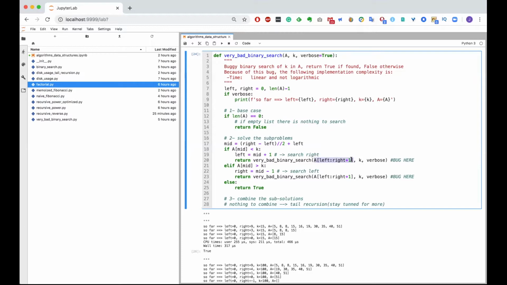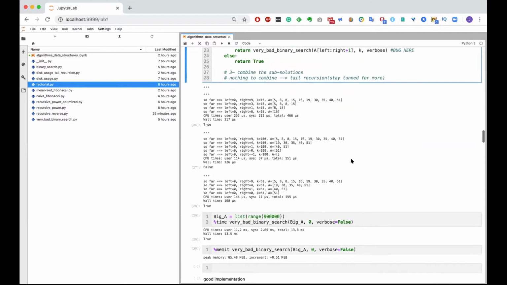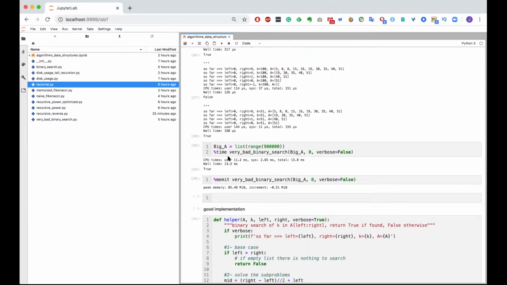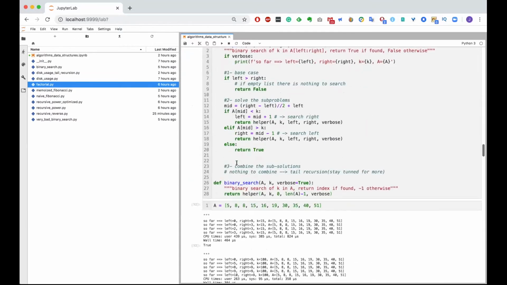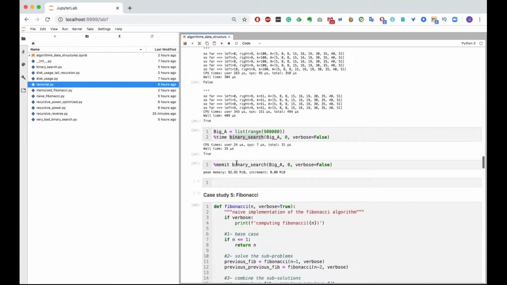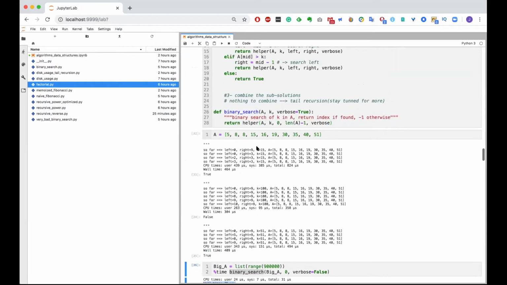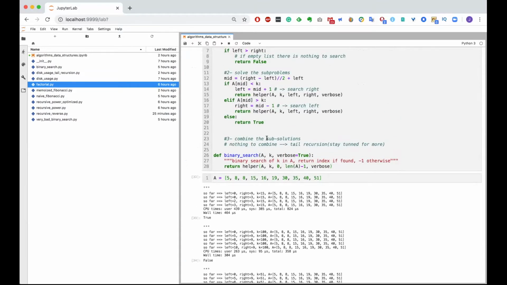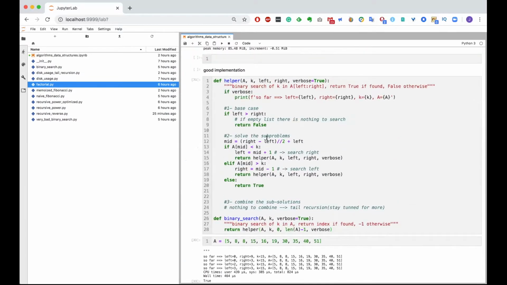This is definitely a bug. And you can see it very clearly when we time it. You see it takes 13 milliseconds versus a good implementation, which will just take 35 milliseconds. And let's look at the good implementation. Let's see how it looks. It makes use of a helper function.